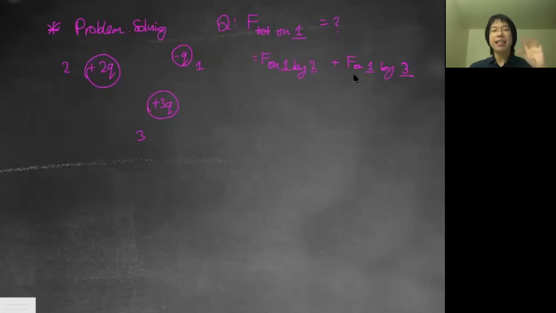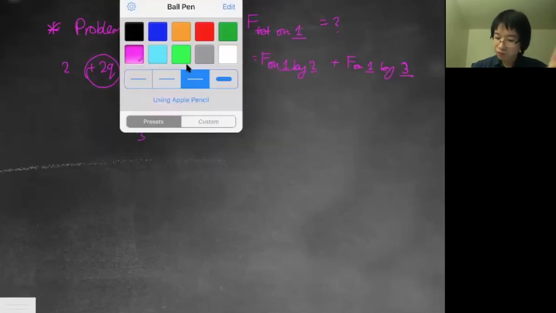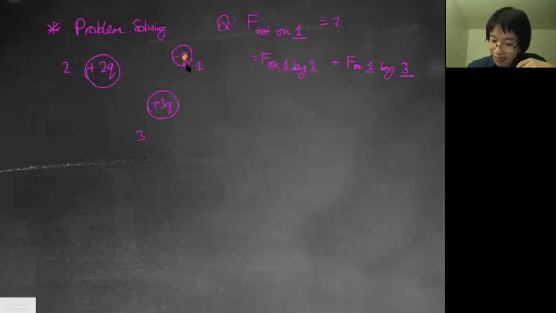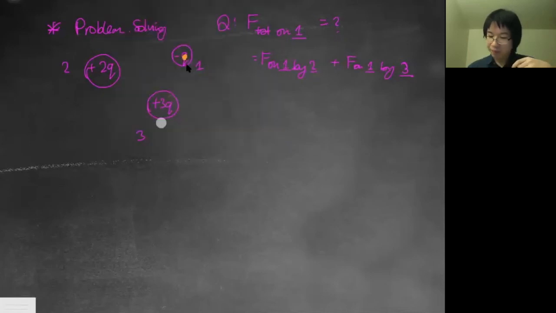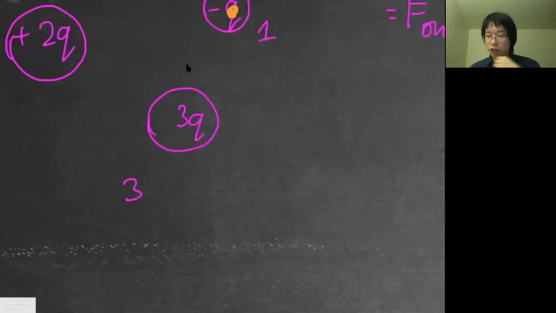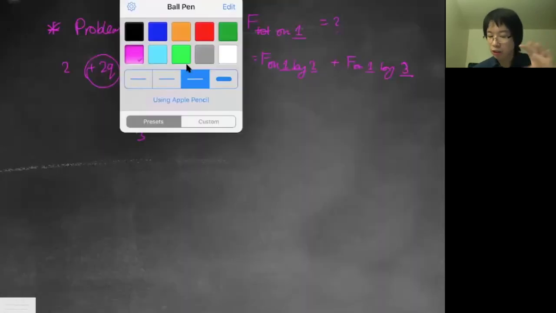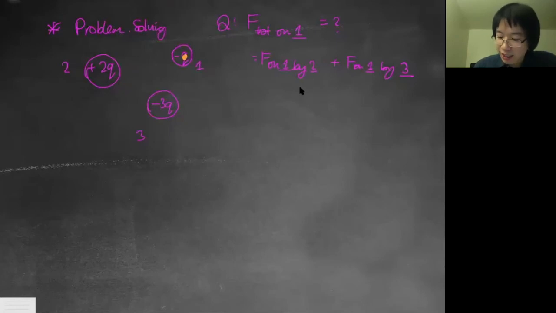You understand? So now we'll change our pen to orange and draw the free body diagram here. Let me change number 3 to negative, actually, in order to demonstrate my point. So how would you solve this? Force on 1 by 2, we'll look at them one by one. We'll first look at this guy, right? This is attractive because one is positive, one is negative. So you're going to draw that arrow there.